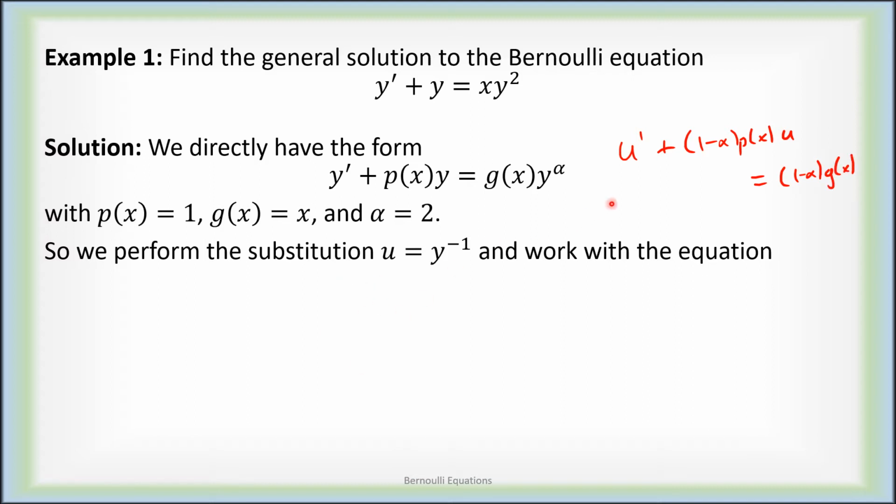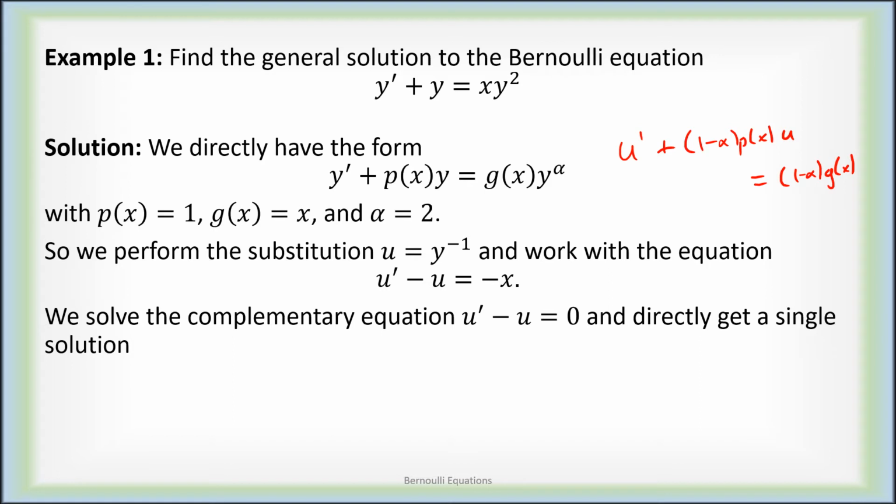This is the formula from the previous slide, so we just have to compute u prime, 1 minus alpha p of x u, and 1 minus alpha g of x. Now 1 minus alpha is just negative 1. So we end up with u prime minus u, since p of x was 1. And over here, 1 minus alpha was minus 1 and g of x was x, so there it is: u prime minus u equals negative x. That's just the formula from the previous slide adapted to this problem.